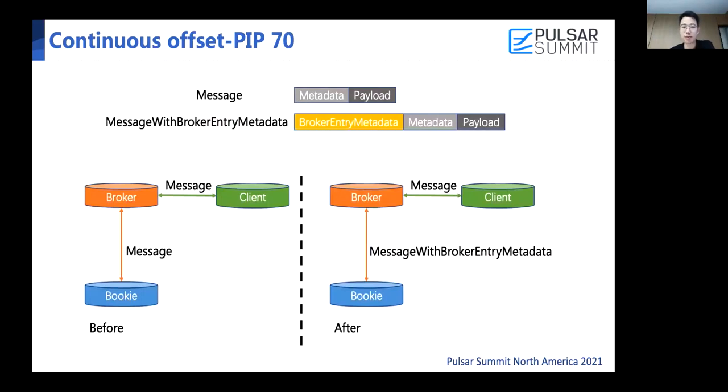The message process logic before and after is shown in this diagram. A producer client sends a message to the broker, and after passing through the Pulsar decoder, only metadata and payload are left. Originally, this metadata and payload, which we call the message, would be written to the bookie directly, but now we will add the broker entry metadata ahead of the metadata and payload, then write the whole byte buff into BookKeeper. So the broker entry metadata is kept together with the original message in BookKeeper.